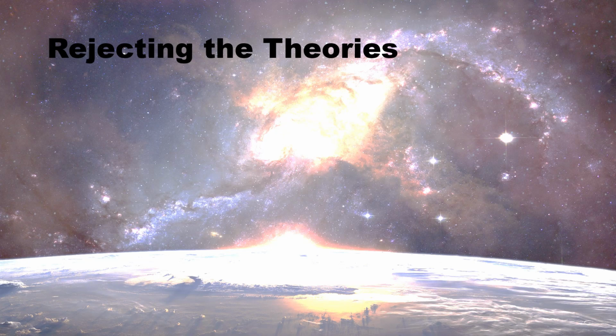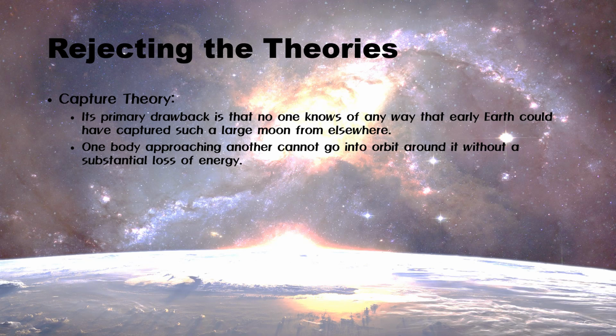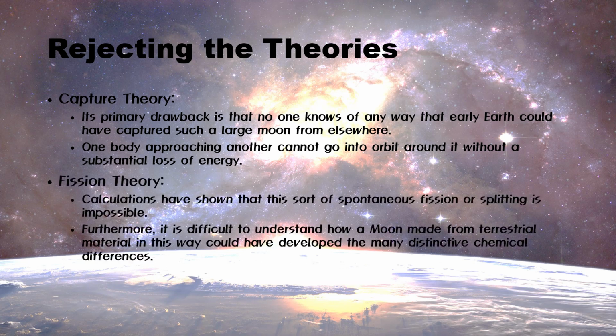Well, the thing is, we can reject a lot of these theories for various reasons. First off, with the capture theory, its primary drawback is that no one knows of any way that early Earth could have captured such a large moon from elsewhere. I mean, the moon, for its size, and Earth, for its size, are much different than what we see in other celestial bodies in our solar system. One body approaching another cannot go into orbit around it without a substantial loss in energy.